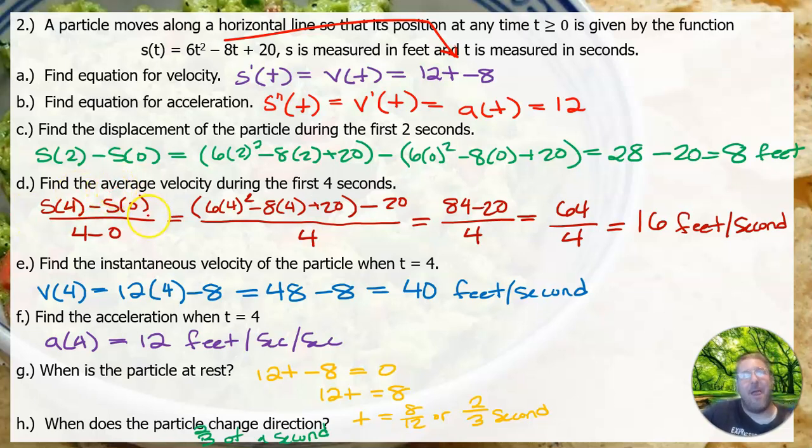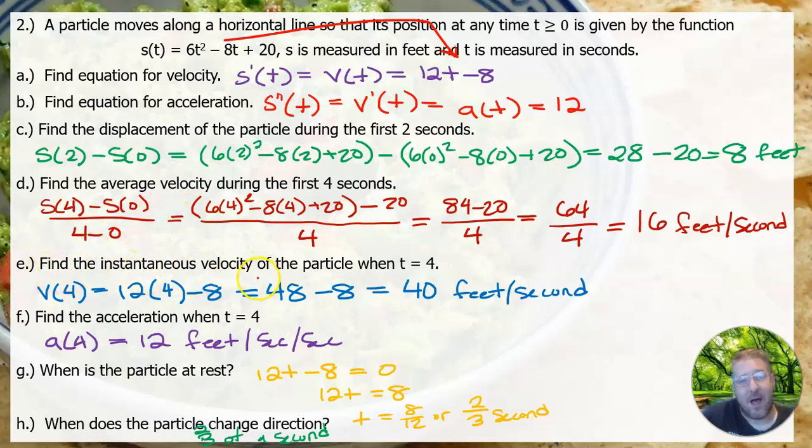Average velocity. Don't fall into the trap. Again, remember, average velocity is your change of position over change of time. It's essentially just the slope formula. It's not change of velocity over time. Change of velocity over time is acceleration. Don't do that unless it said average acceleration, but I don't think they ever ask you that question.